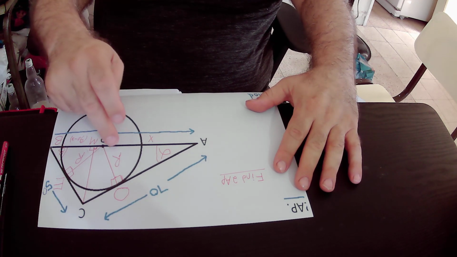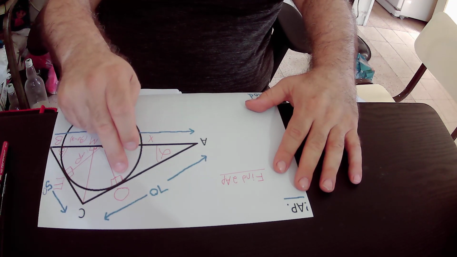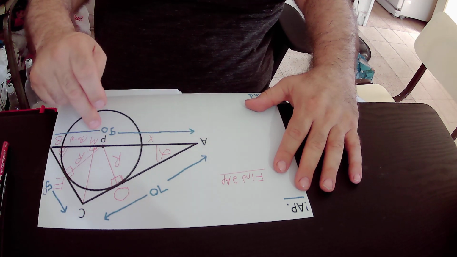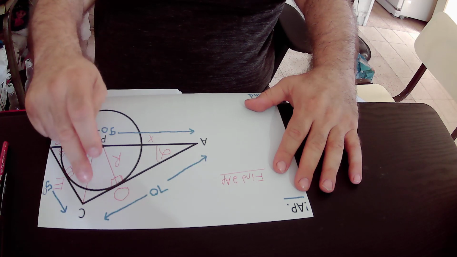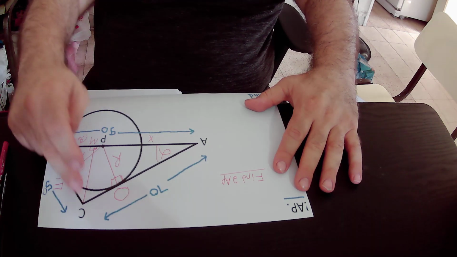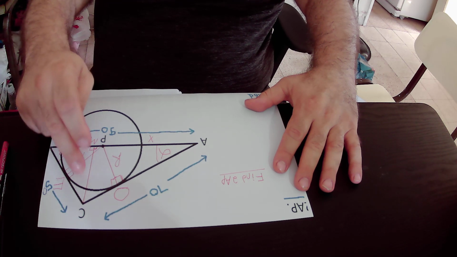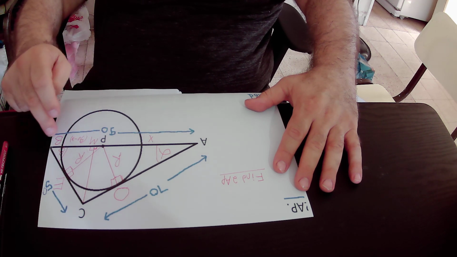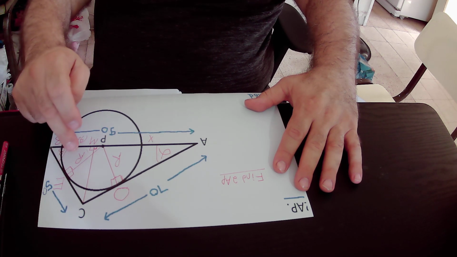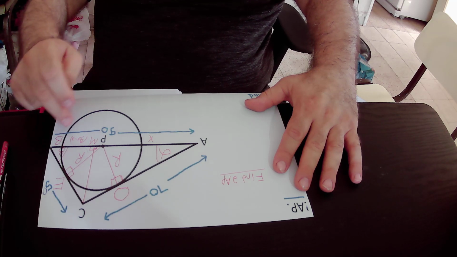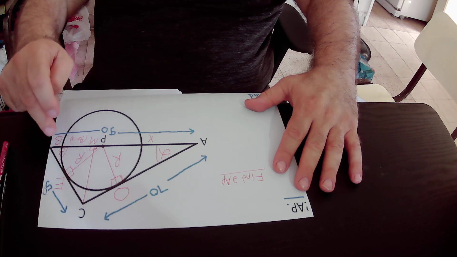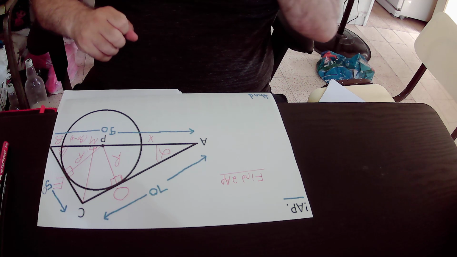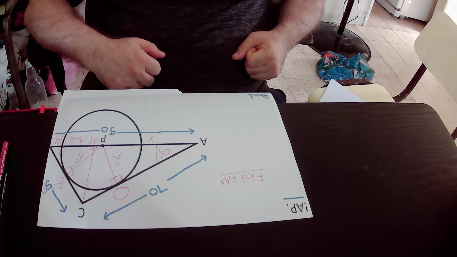Triangle AOP is a right triangle because this angle is 90 degrees. Triangle ACM is a right triangle because angle CMA is 90 degrees. Triangle CMB is a right triangle because angle CMB is 90 degrees, and triangle BPE is a right triangle because angle BEP is 90 degrees. So we have here 4 right triangles.